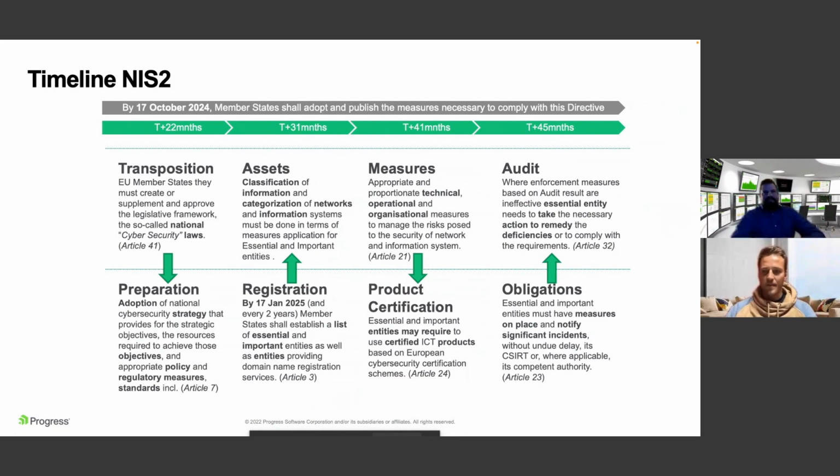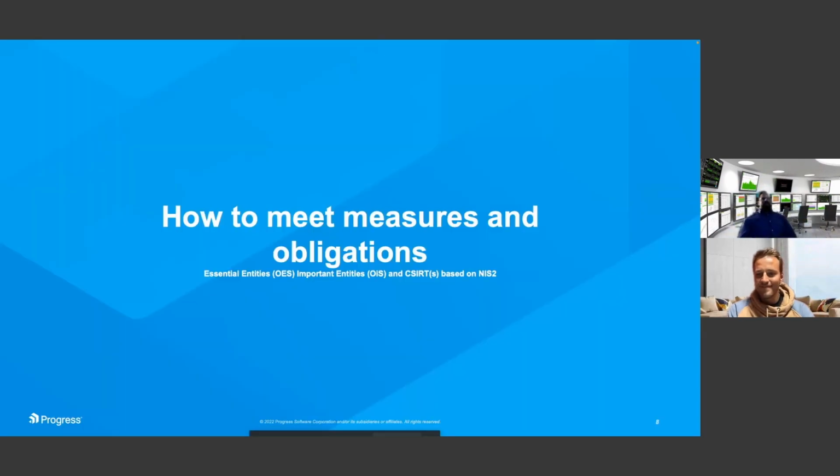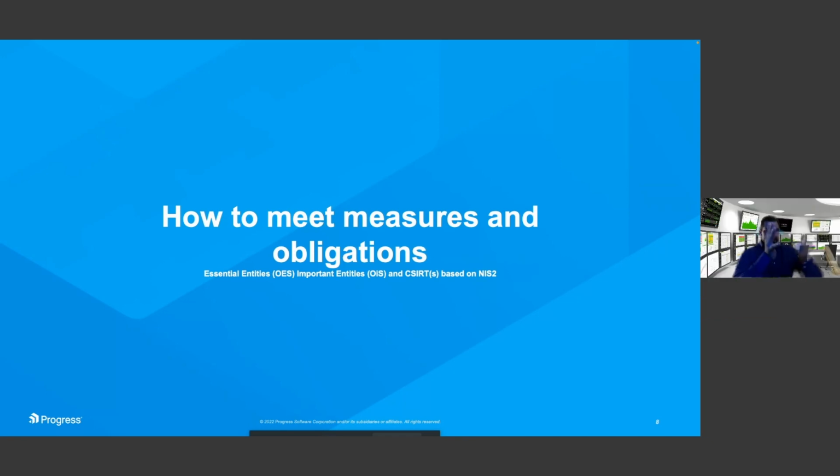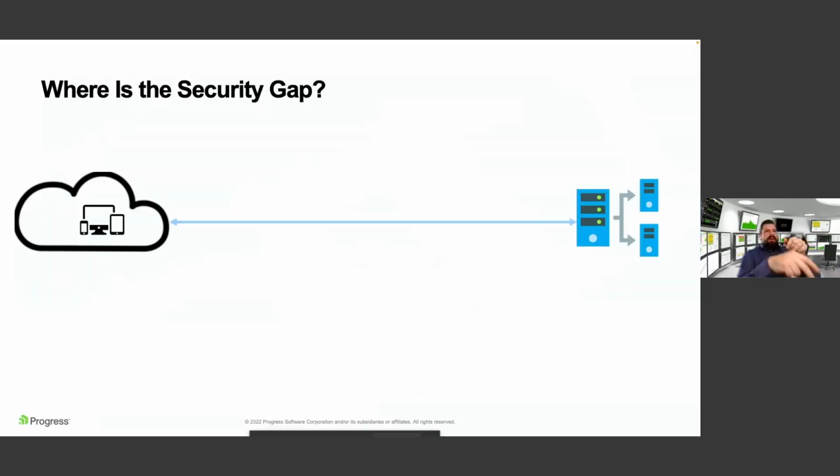Okay, super. Roman, you can continue. So how to meet the measures and obligations? It's more about the essential and important entities and also computer security incident response teams based on this directive.